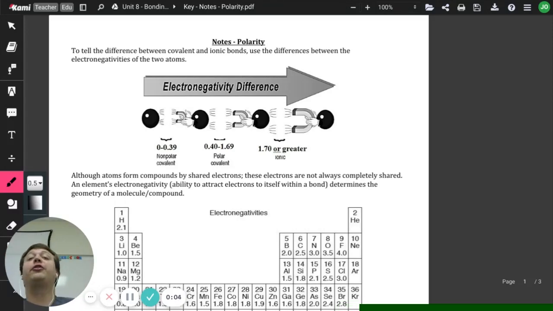So today we will be actually finishing our notes on bonding. For this, please make sure you've got your periodic table and everything else that you will need for the lesson. Otherwise, we're going to go ahead and get started.